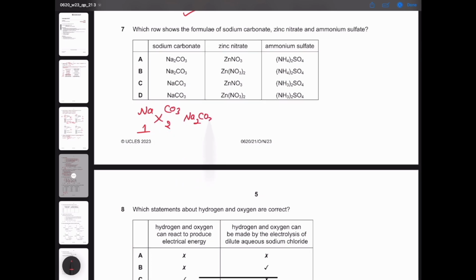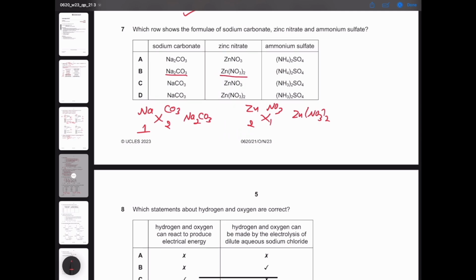Zinc nitrate. We know that zinc is 2 plus. Unless they mention it, you have to take the general one, which is Zn2+. Nitrate ion is negative 1, right? So when you do the cross multiply, Zn is 2, NO3 is 1. This becomes Zn(NO3)2. So Na2CO3, Zn(NO3)2. From this only, you can tell that the answer is B.